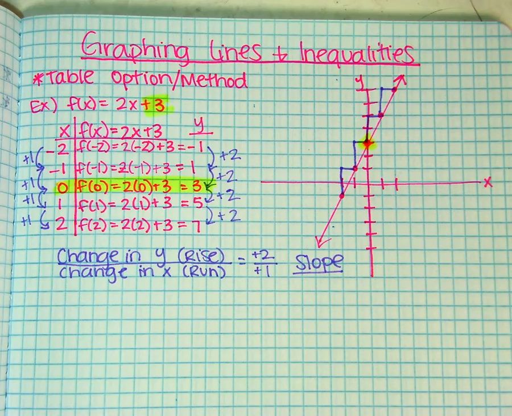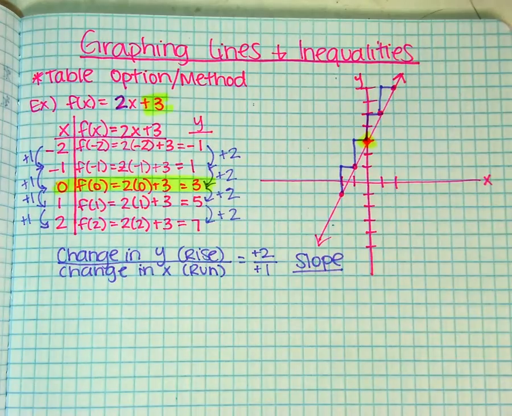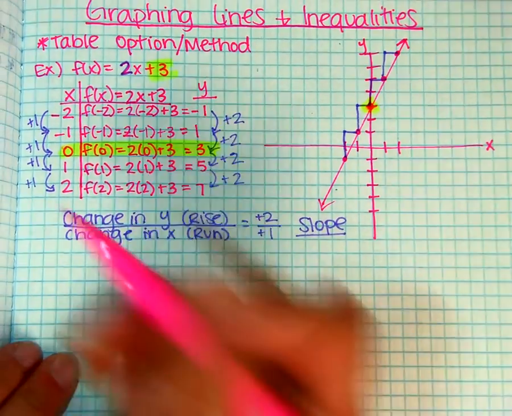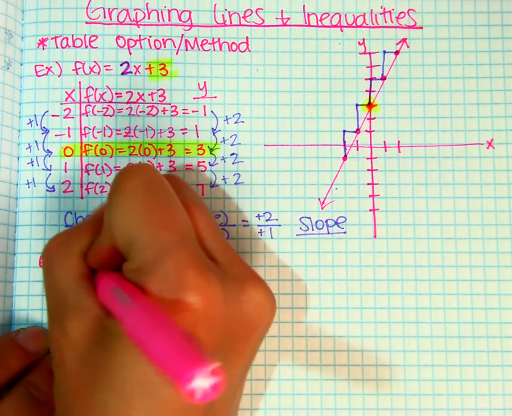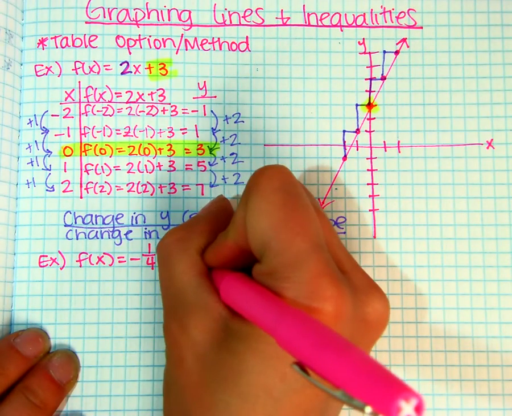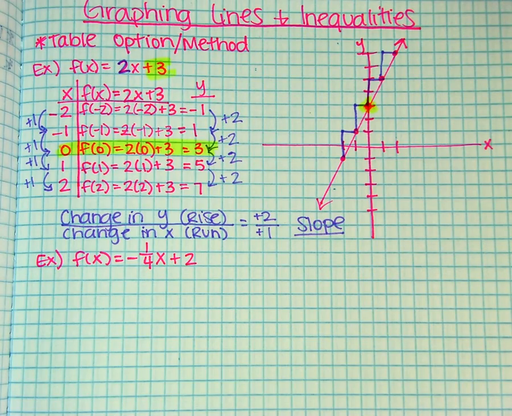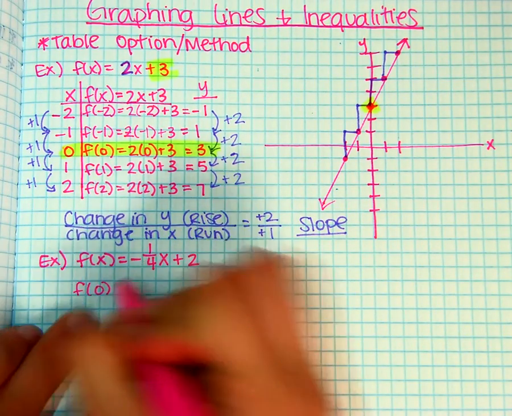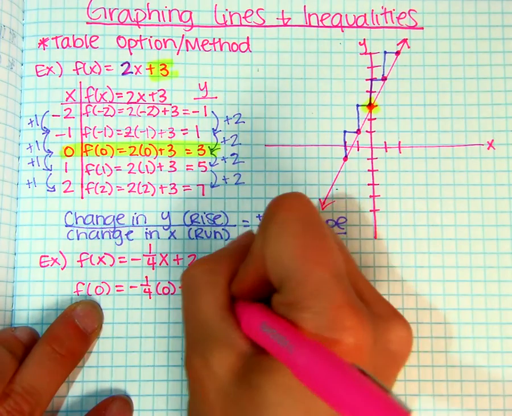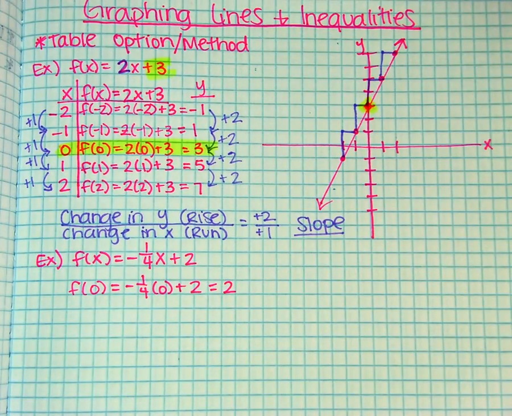And that leads us into our next way to graph an equation, which is by doing it in slope-intercept form. So let's look at a different example, and let's try a negative example. So if we have f of x equals negative, let's make it a fraction, 1/4 x plus 2. Well, our y-intercept is going to be when we plug in 0. So if we evaluate f of 0, it's negative 1/4 times 0 plus 2, which is just 2. And then we want to look at our slope, which is going to be that negative 1/4.